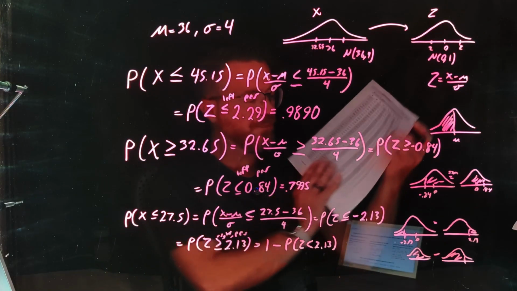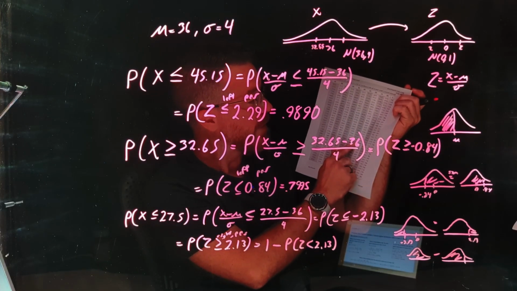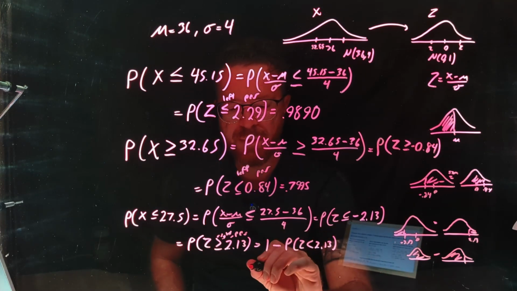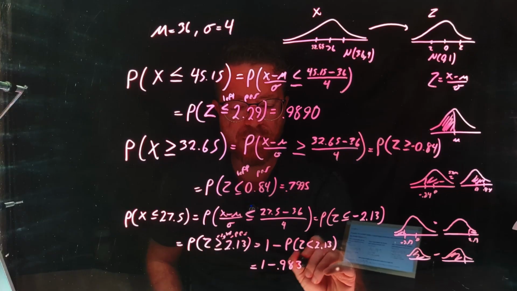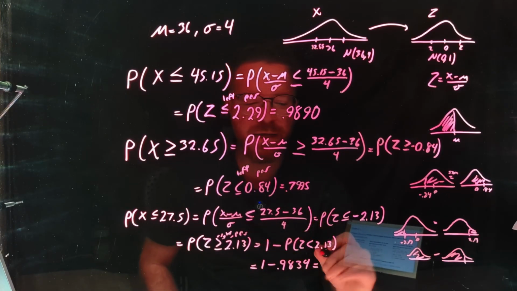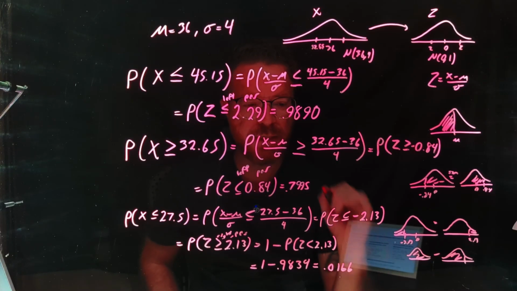So we go to our table. We go down to 2.1. We go over to 0.03, and we get 0.9834. So this is going to be equal to 1 minus 0.9834. And then we just solve. What is 1 minus 0.9834? It would be 0.0166.